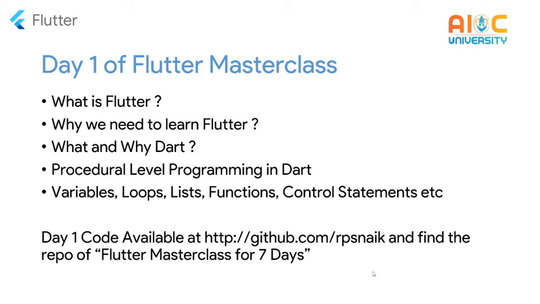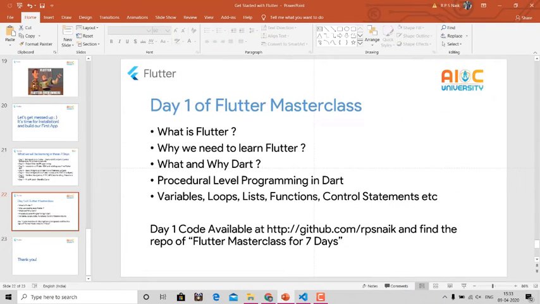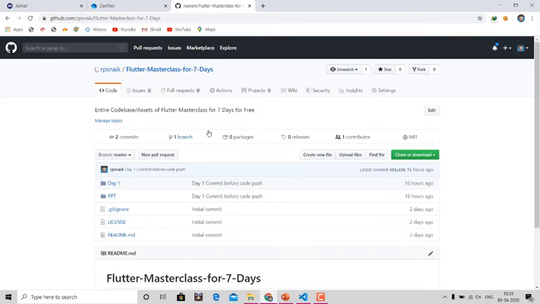Before that, you can see the entire code base of this series is available on my GitHub. You can go to http://github.com/rps9 and find the repo named Flutter Masterclass for 7 days, and you will get the day 1 to day 7 information regarding what you're going to work on. This is the URL, and I will provide it in the description. When you head over to that URL, you can see day 1, day 2, day 3, day 4 till day 7, and you can go through the entire code, grab some knowledge and work on the projects.